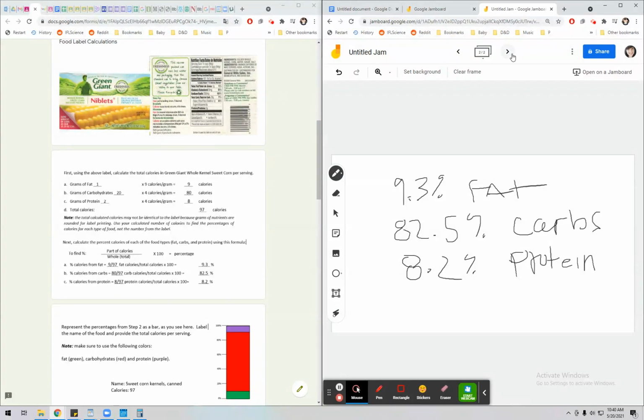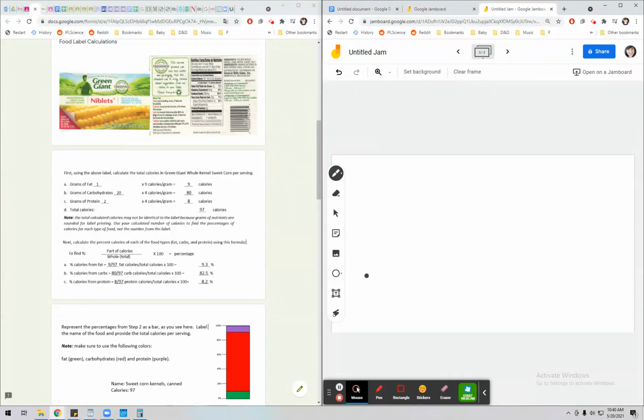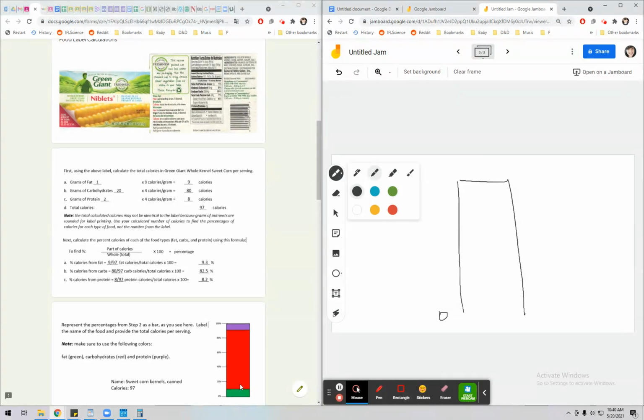The last part of this is the graphing, which is the very scary part that everybody does wrong the first time, but we don't have to do it wrong. So I'm going to make my cool graph. Man, that's a cool graph. We're going to start at 0% down here. And I think I can even use different colors. And we can always start fat, carbohydrates, protein.